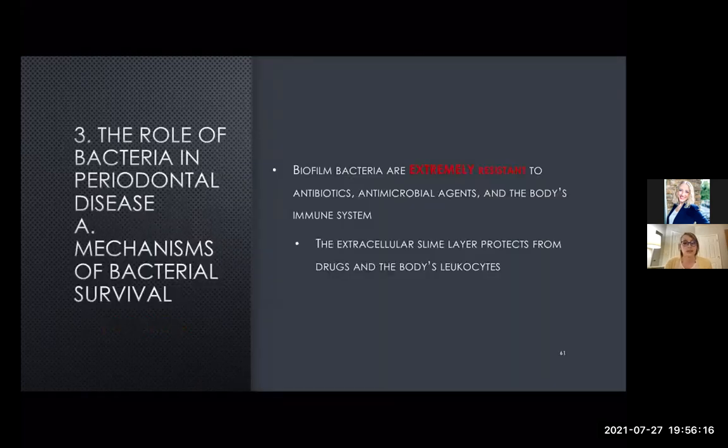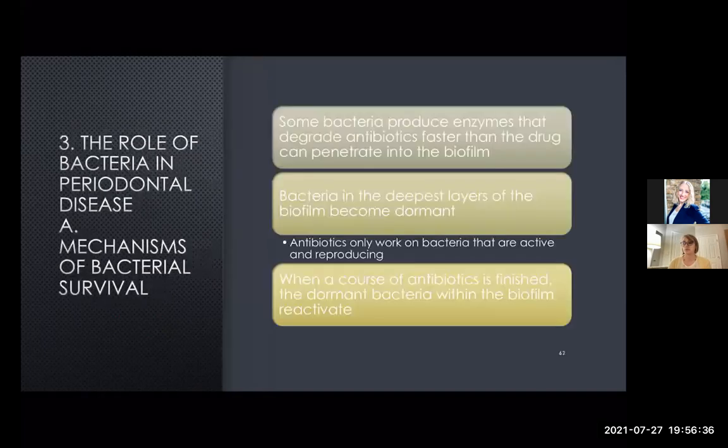So what does this mean? Why is this important? Why did we spend 2 hours talking about it? Biofilm bacteria are extremely resistant to antibiotics, antimicrobials, and the immune system. Remember that extracellular slime layer is its layer of protection. So some bacteria can actually produce enzymes that degrade antibiotics faster than the drug can penetrate into the biofilm, like amoxicillin. Remember, we said we would have to have 1,500 times the dose for bacteria involved in biofilm as compared to free floating.